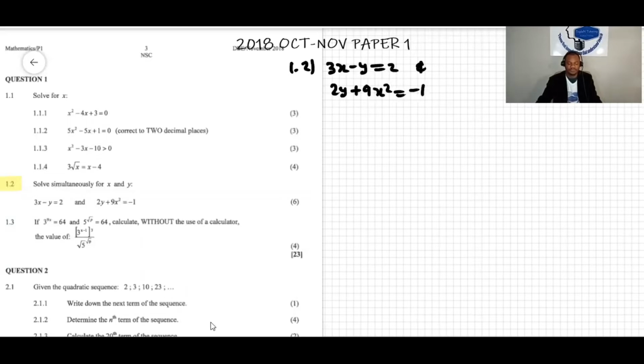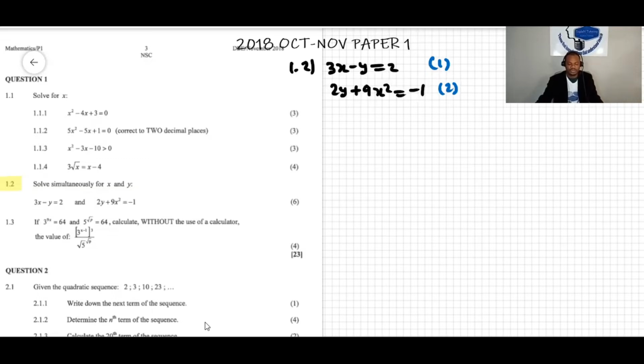Now, I prefer to label the equations, okay? I'll call this one equation 1 and that equation 2. So the idea is, from one equation, to make one variable the subject of the other variable, to make one variable the subject of the formula.